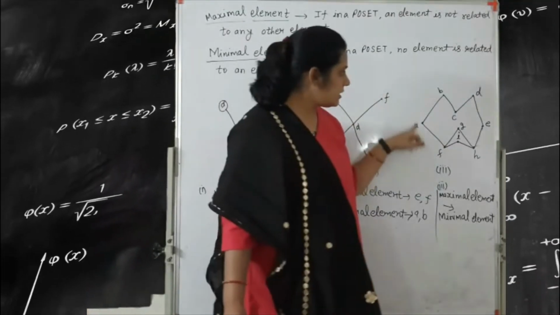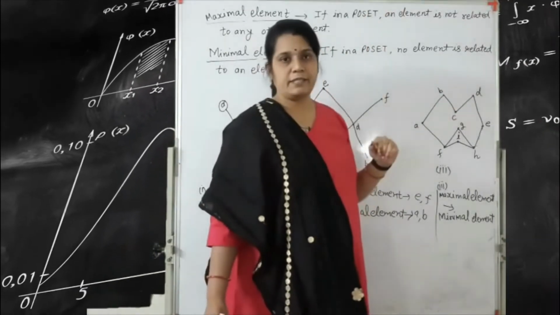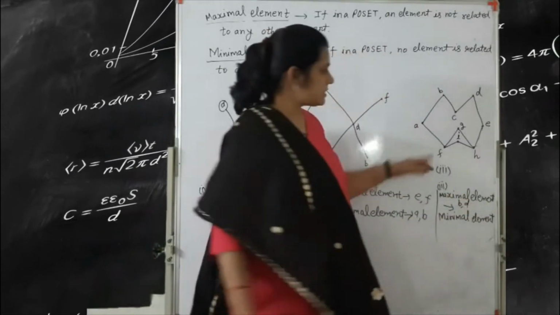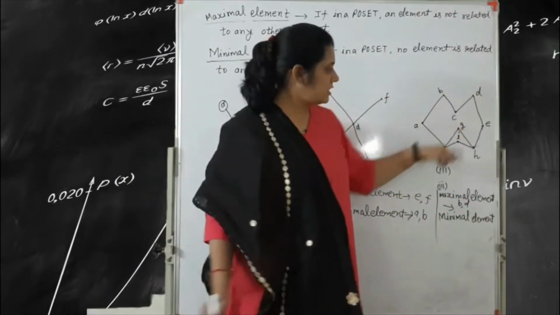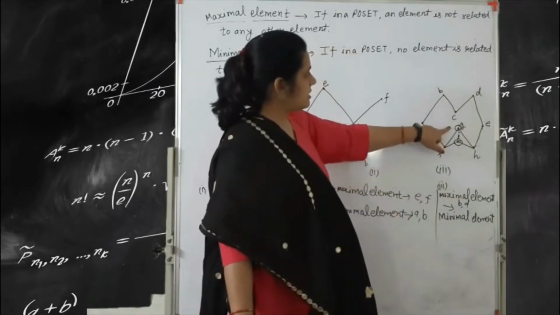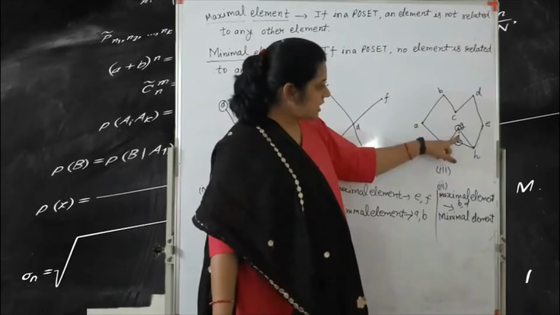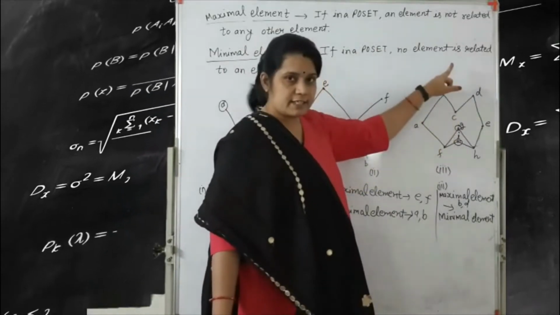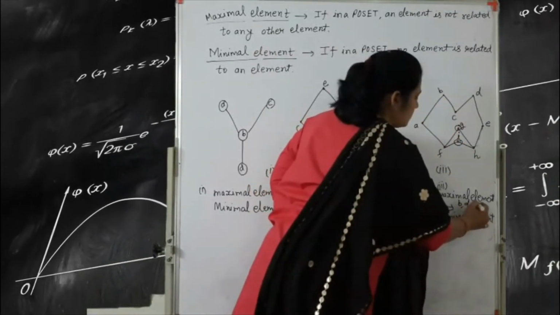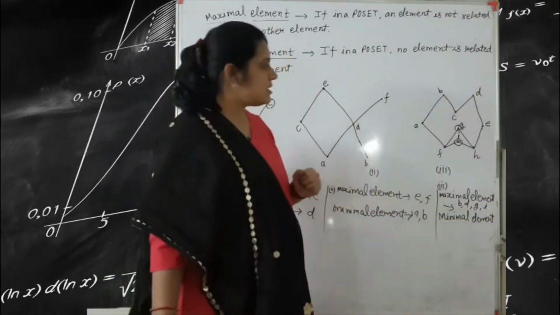Okay, so here obviously B and D are not related to any other element. So the maximal elements are B comma D. But see carefully here, G and I. G and I are not related to any other element in the upper side. So G and I are also maximal elements. Got it?